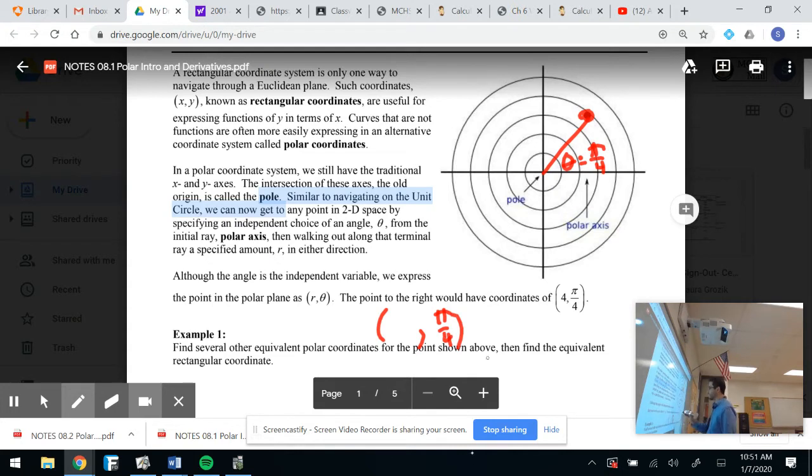Now, how do I get the 4 as my radius? Well, I get that by this being the pole. 1, 2, 3, 4. Booyah!